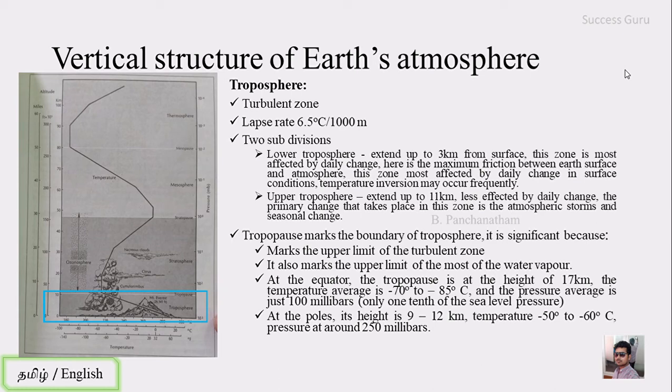So these are the two different conditions, the equator and the pole. The reason is that the equator is a little bulged and the gravity in the equatorial region will be comparatively high, so it can hold a large amount of atmosphere, that is, even the gas. In the polar region, the gravity will be comparatively less, and that is why the height of the troposphere is say 9 to 12 kilometers.